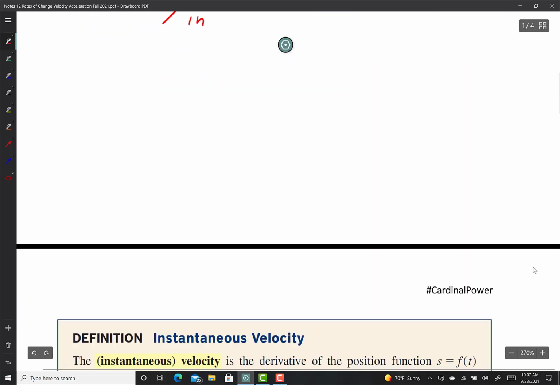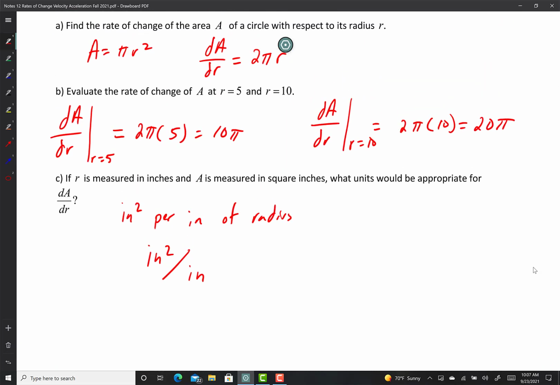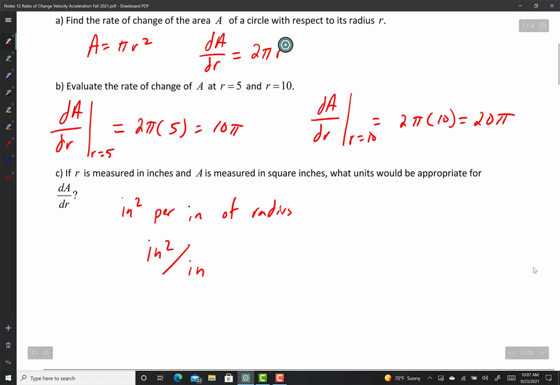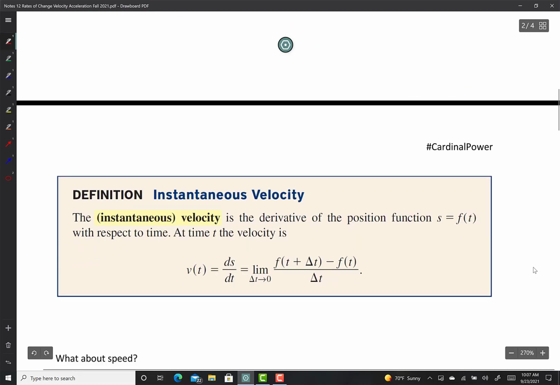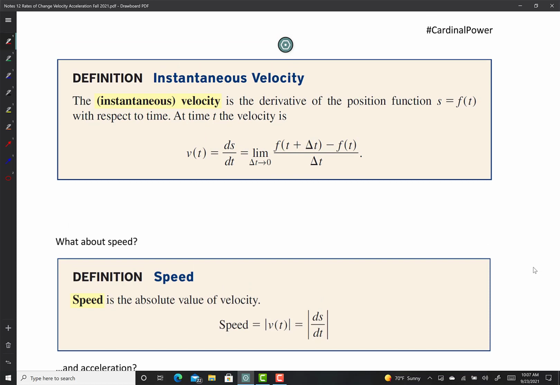All right. So it would be 10 pi square inches per inch, and 20 pi square inches per inch. All right. All that stuff in the next page is just fancy talk, just fancy symbols.